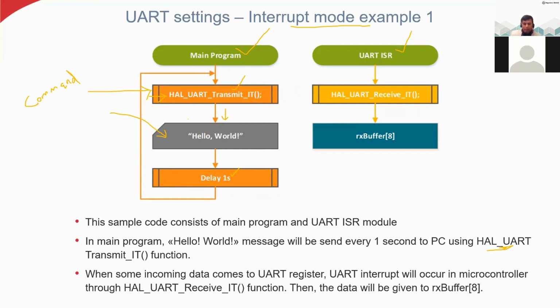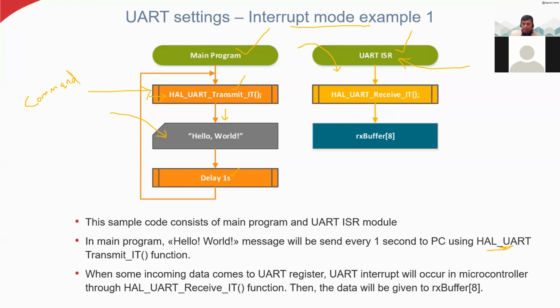Whenever this interrupt occurs, the CPU will take this interrupt and process it based on the priority, because this is also an interrupt. When incoming data comes to the UART register, the UART interrupt will occur in the microcontroller. Then through this function, the data will be given to the RX buffer. If the data comes from a sensor, the interrupt will reach the microcontroller, and then the microcontroller will start to process this data.